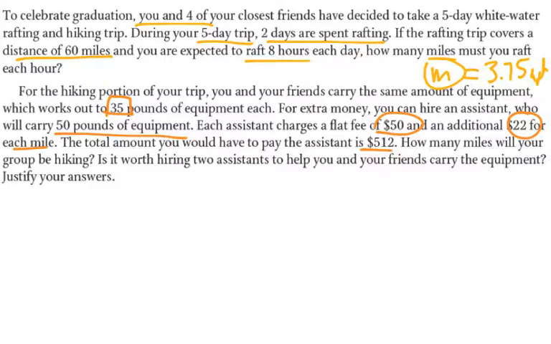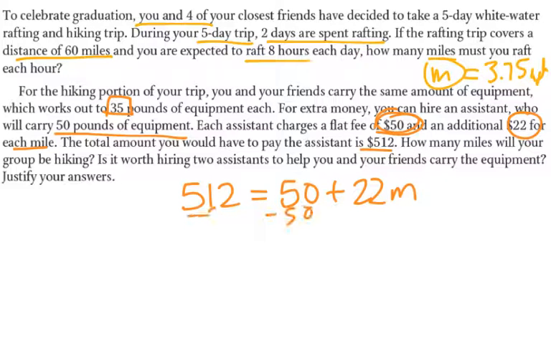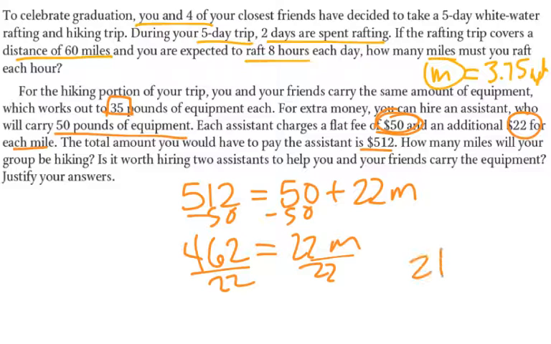So, if we were to pay the assistant $512, okay, you had a flat fee of $50 plus $22 per mile. Okay, so if we figure this out, he started with 50, then we're adding 22 per mile, and we paid him $512. So then I subtract 50 and get 462 equals 22m. Divide by 22, and we get 21 miles is how far we're hiking.